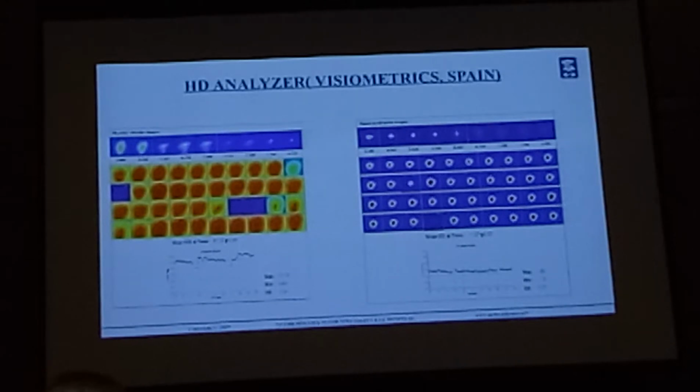You can also use the HD analyzer. We have the HD analyzer. This is from Visiometrics, Spain, and this gives you also the OSI, which is the Objective Scatter Index, which reflects dry eye. Again, if you have an OSI which is high, here you can see it's 11.37, and you can look at the images. The gaps are where the patient blinks. So if it's very high, like 11.37, then you have dry eye.